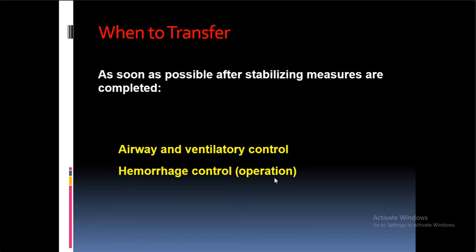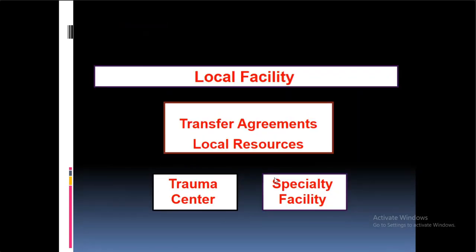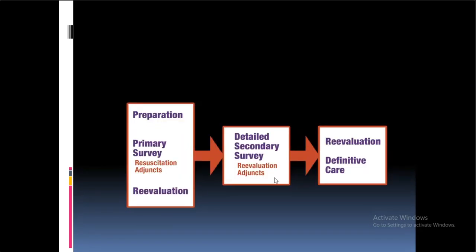When should you transfer? As soon as you finish the primary and secondary survey and your patient is stable. So airway and ventilatory support should be present. With the local facility, you should make a transfer agreement with the local resources, then go either to a trauma center or a special facility. And that finishes the management. This is the same diagram about the preparation, with the primary survey evaluation and adjuncts, then secondary survey and resuscitation with the adjuncts, then re-evaluation, and either definitive care or transfer.